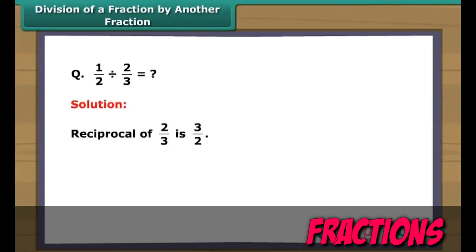Division of a fraction by another fraction. Friends, can you find 1/2 divided by 2/3 now? The reciprocal of 2/3 is 3 upon 2. Thus, 1/2 divided by 2/3 is equal to 1/2 multiplied by 3 upon 2. This is equal to 3/4.